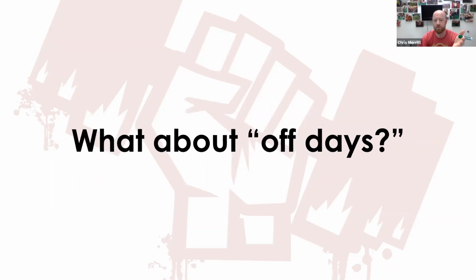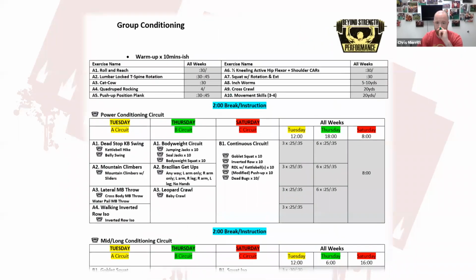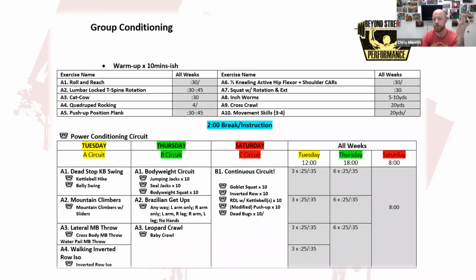So what about off days? Really, I wish I changed the title of this slide to: what about those clients who aren't consistent enough to control for a 5-6 day a week program because they would just be all over the place? And so what we do is we have what we call our metabolic conditioning classes. It's essentially been the answer to, well, what should I do on my off days?